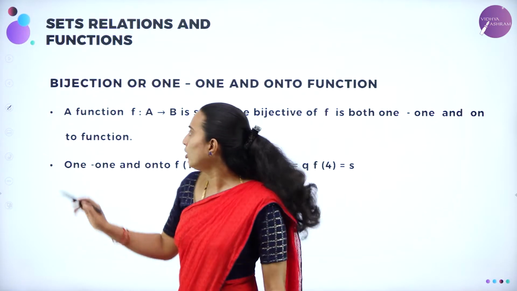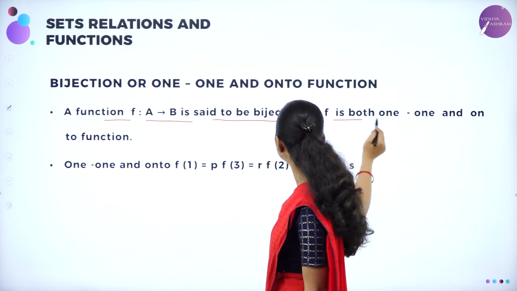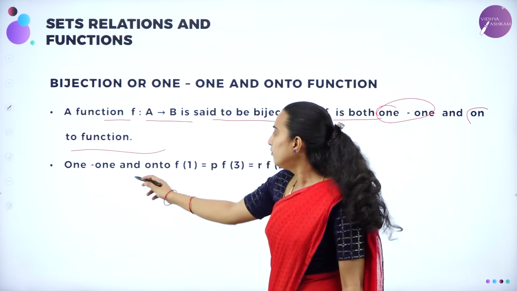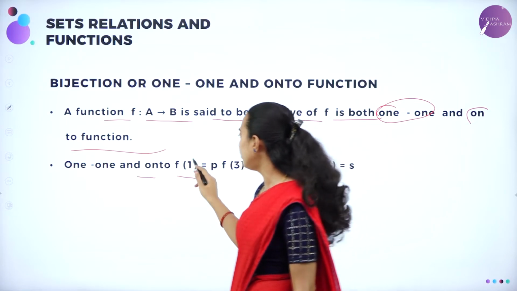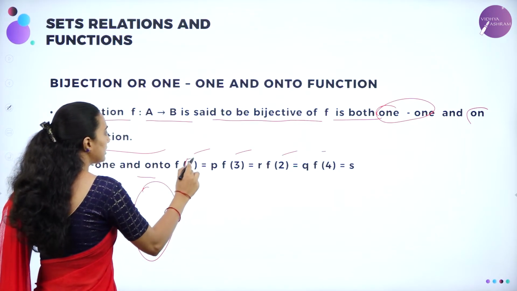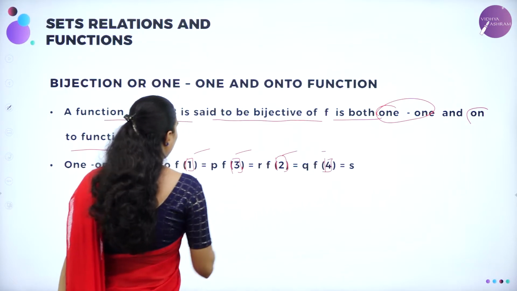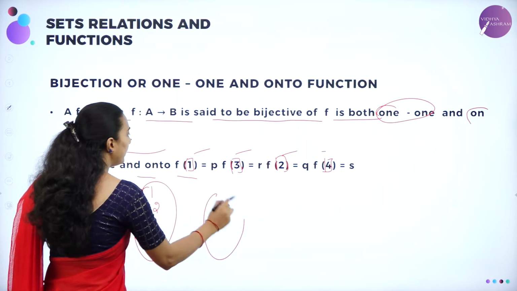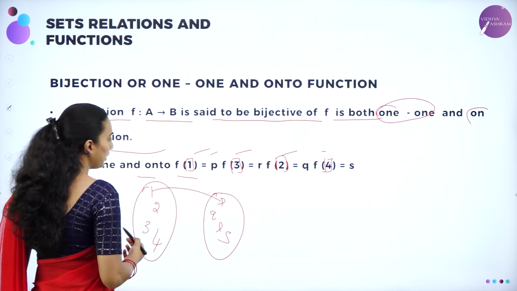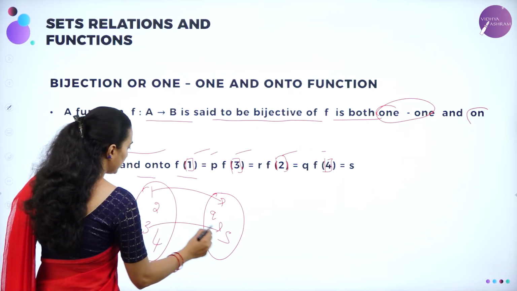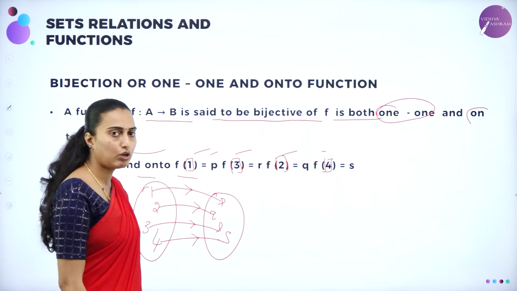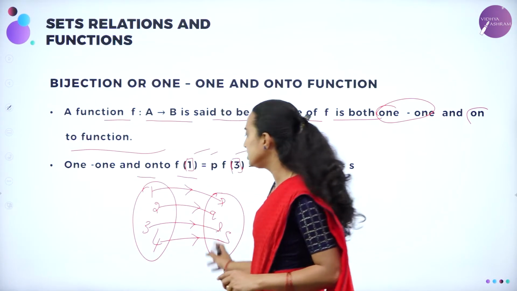A function f from A to B is said to be bijective if it is both 1-1 and onto. Here, 1-1 and onto function, let me take an example. f of 1 equals P, f of 3 equals R, and f of 4 equals S. Therefore, I can write the elements: 1, 2, 3, 4, and then the set B elements P, Q, R, S. So f of 1 is P, f of 3 is R, f of 2 is Q, and f of 4 is S. See, you can check over here, there is 1-1 correspondence and the codomain set is equal to the range, isn't it?